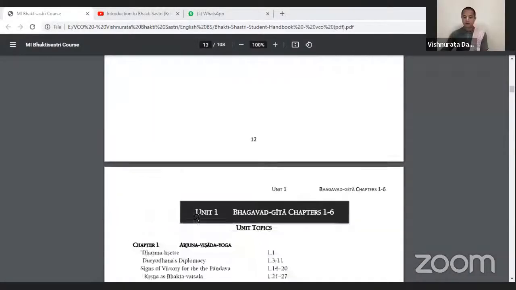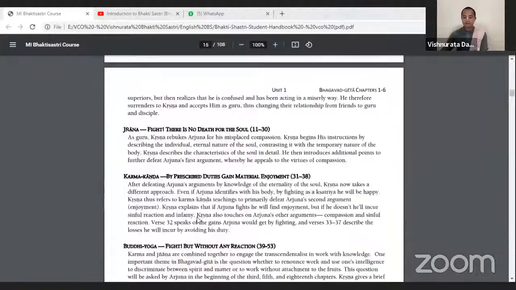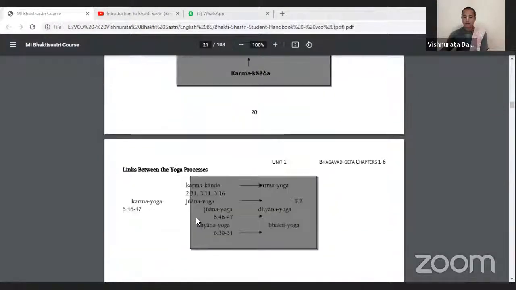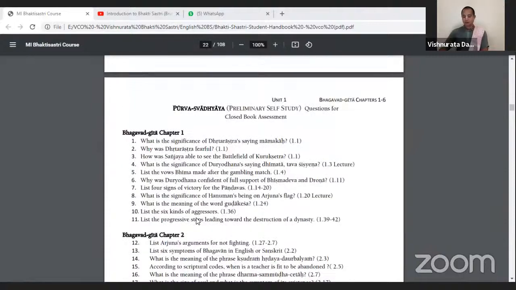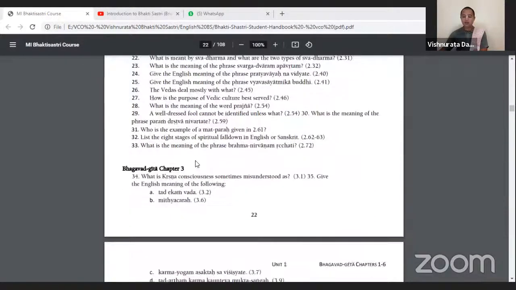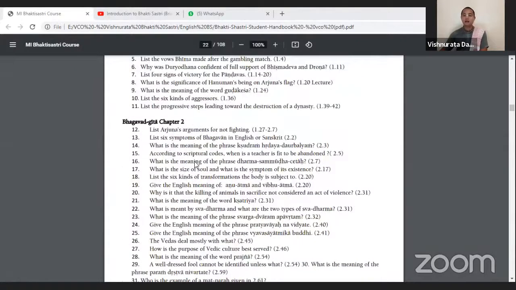Let's take the first unit. Okay, so this is for the closed book examination. For unit 1, this is Bhagavad Gita chapters 1 to 6. These are some lists of questions that are already provided for you. Actually, this is the Purva Swadhyaya. Purva Swadhyaya means you can answer these questions even before the exam. That means you have to prepare yourself.